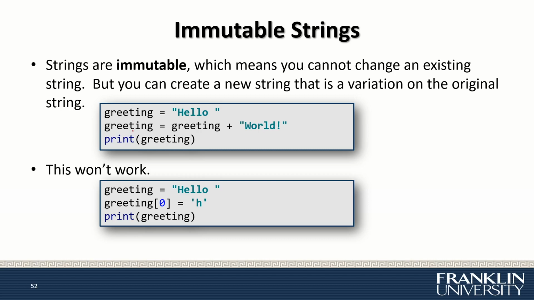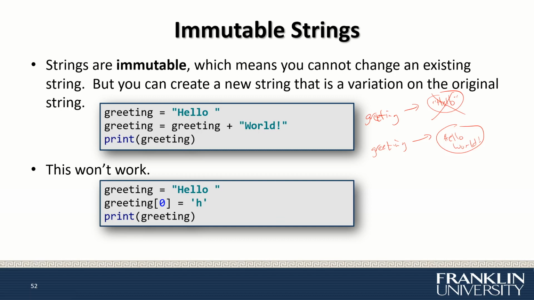yes, you change the greeting, but what happened underneath is we have a variable called greeting, which points to some data in memory, which has hello. When you say greeting equal to greeting plus world, you are creating a new string, which would be, in this case, hello world. And the old string will be garbage collected and removed from memory. This will not work if I want to change a character in a string.